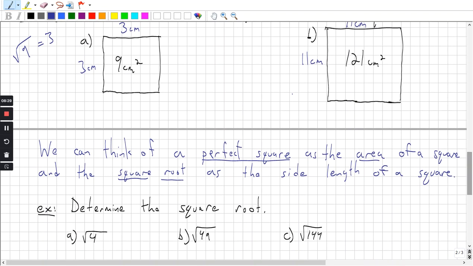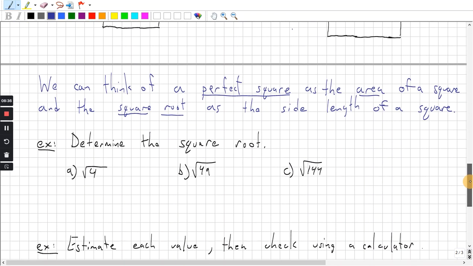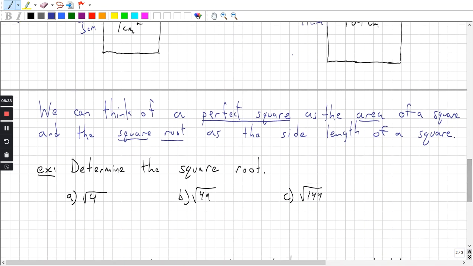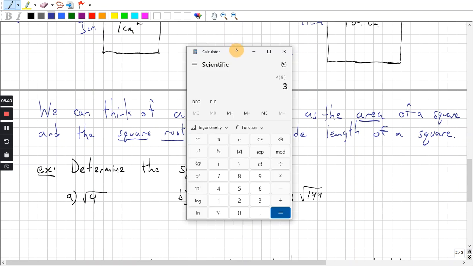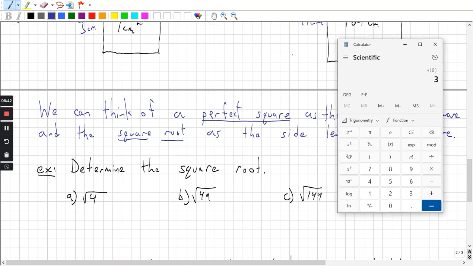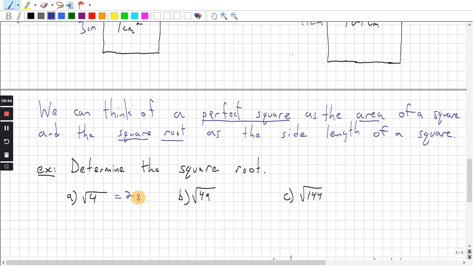So we can think of perfect square as the area of the square and the square root as the side length, as we just saw. Now, determine the square root of each one of these. Again, for these ones, you can always just use your calculator. So I have the square root of 4, but we know that that's just 2. Square root of 49 is 7, and the square root of 144 is 12, because these values multiply by themselves. 7 times 7 is 49, 12 times 12 is 144, and so on.